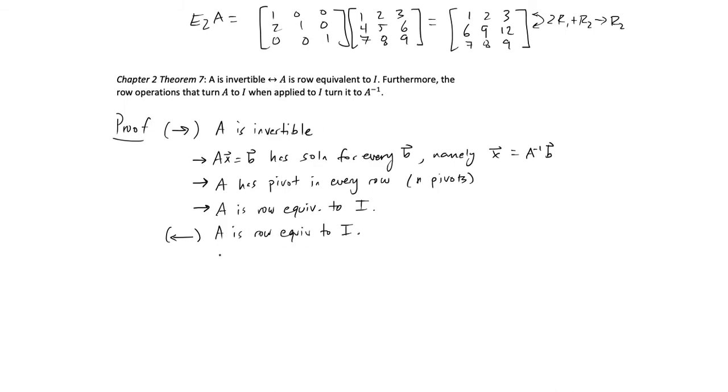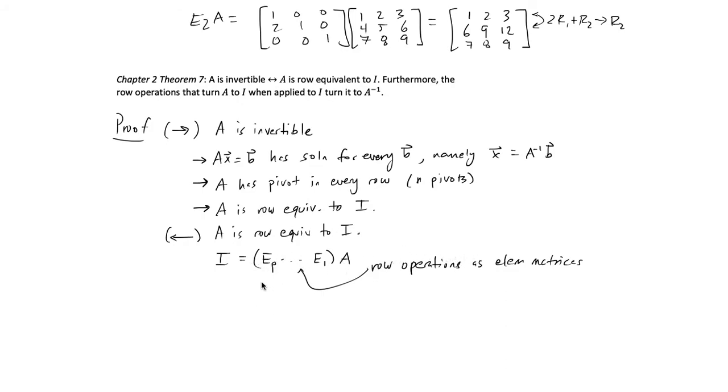So if A is row equivalent to the identity, this means there's a set of elementary matrices, we'll call them E1 through En, that when applied to A, get me the identity. So these are the row operations represented as elementary matrices. And let's say there's n of them. Actually, since we use n to denote how many rows and columns we have, let's make this p to distinguish them. So there's p of these.